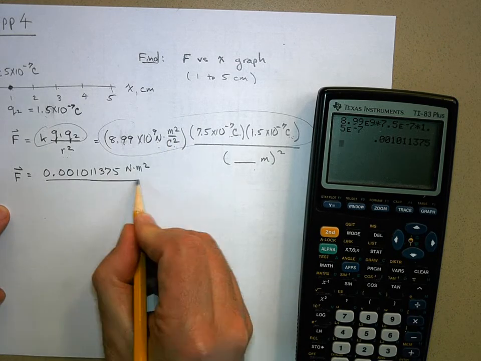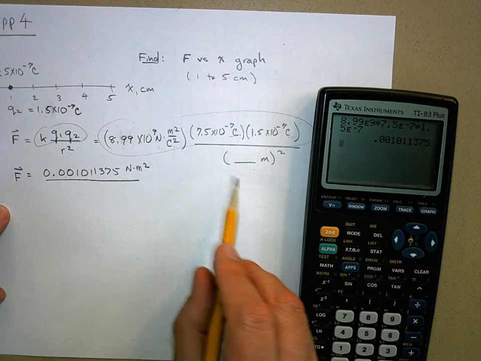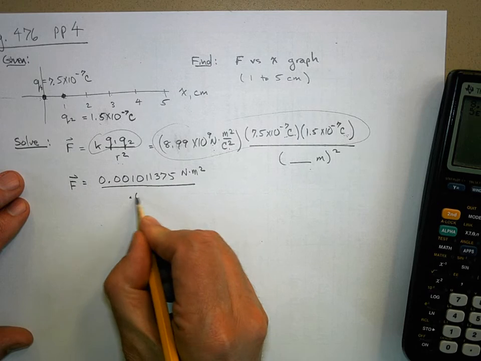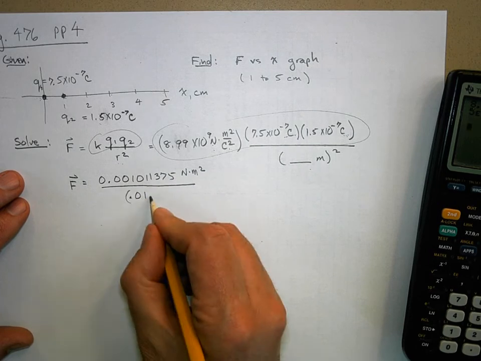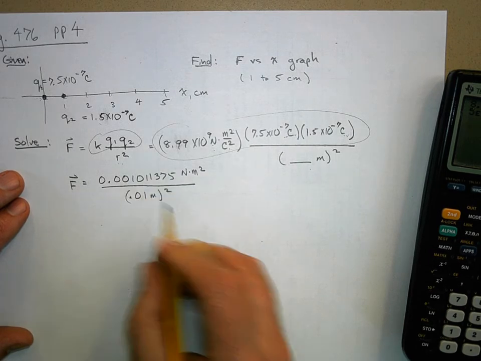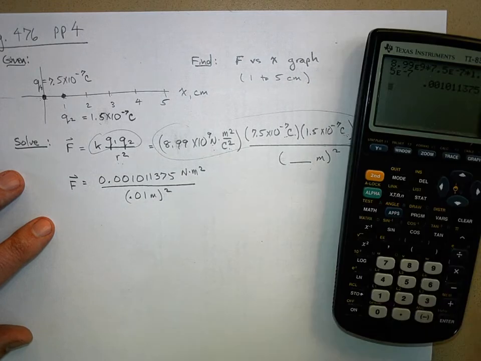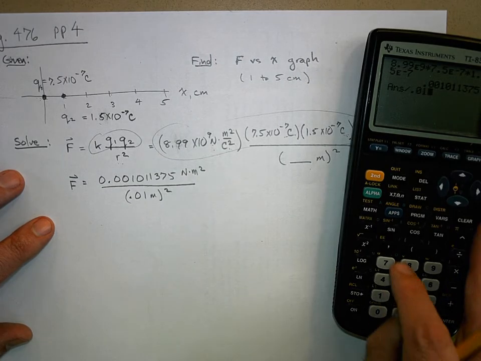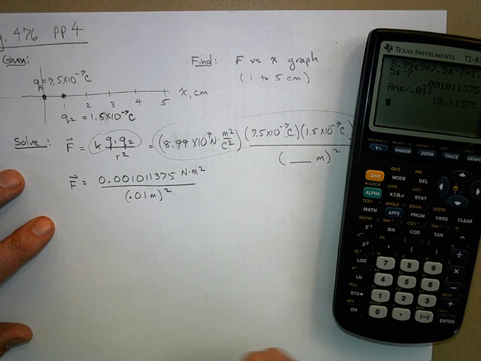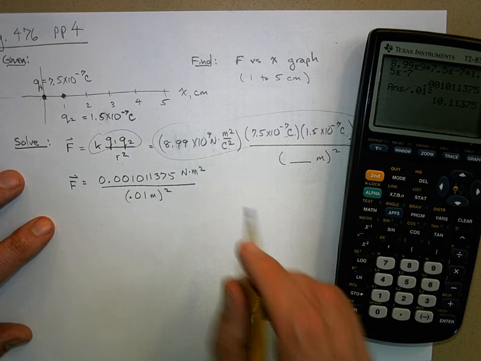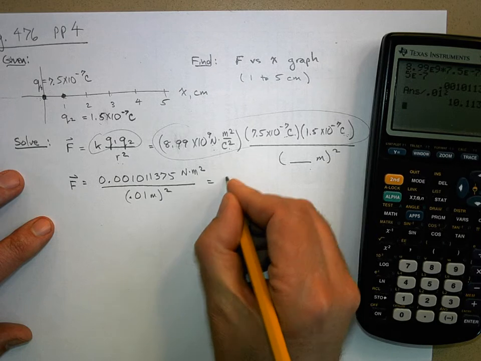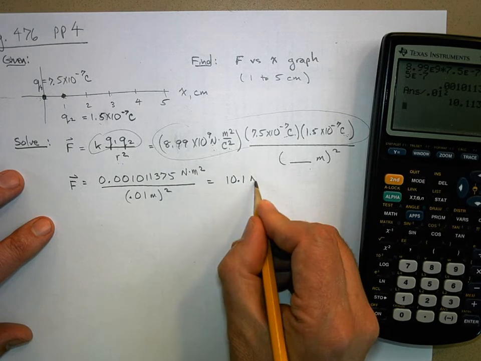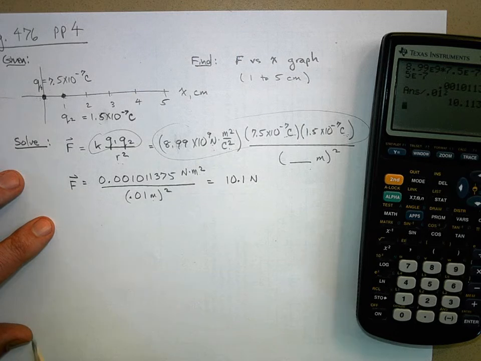And then we're going to take this number and divide it by the distance. The first distance is 1 centimeter, which is 0.01 meters. So you just divide that by 0.01 squared. And very unsurprisingly, I get 10.1 newtons. And notice the meter squared cancels the meter squared here.